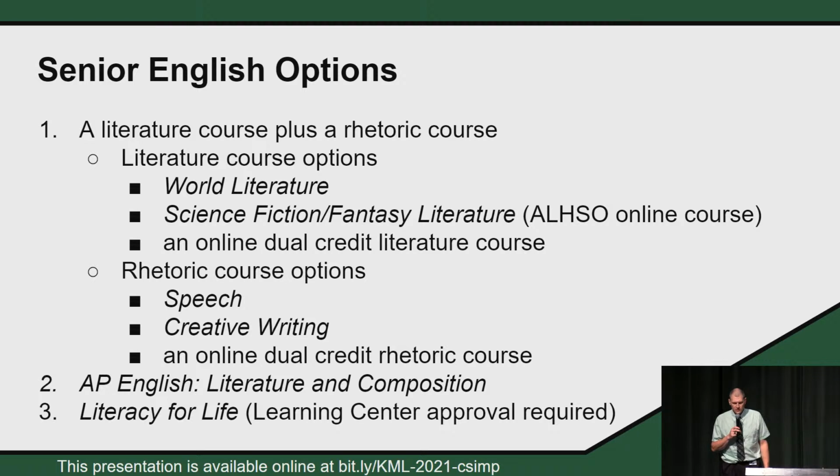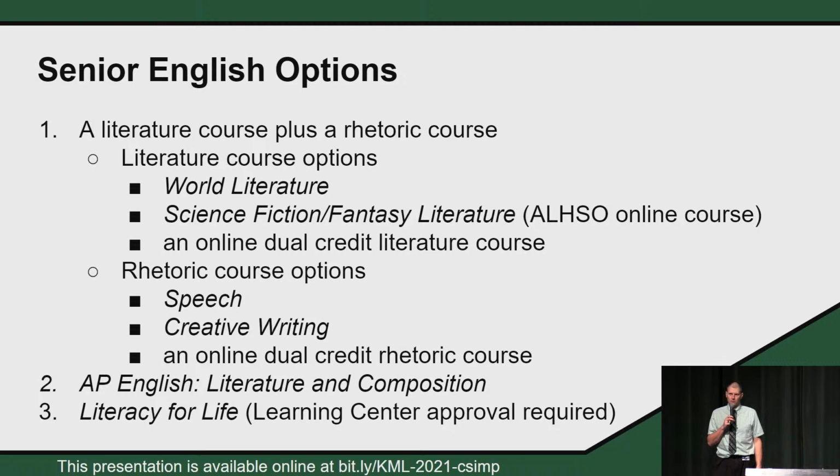Senior English options is a question that I often get because it's a little bit confusing to understand. In 9th grade you take English 9, in 10th grade you take English 10, in 11th grade you take English 11. There aren't really any choices, but when you get to be a senior, you suddenly have a lot of different choices for English. One option for English for seniors is to take 1 semester of a literature course and 1 semester of a rhetoric course.